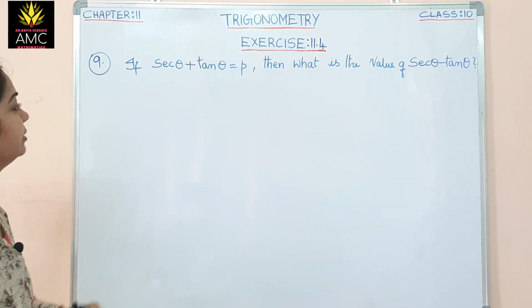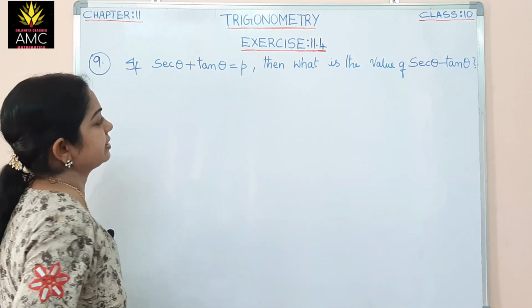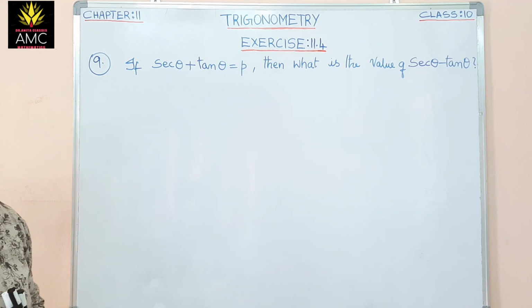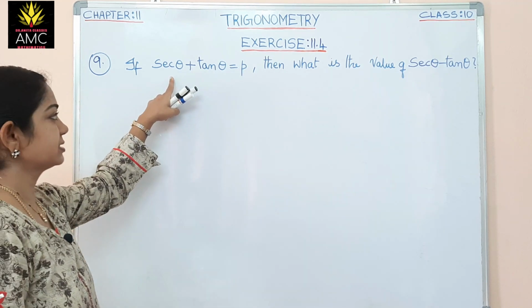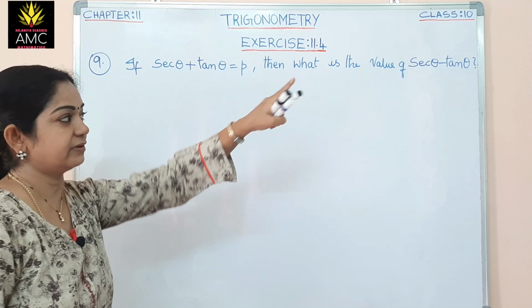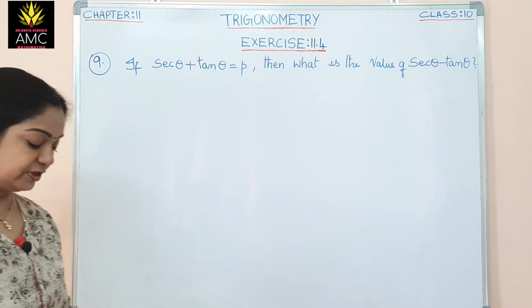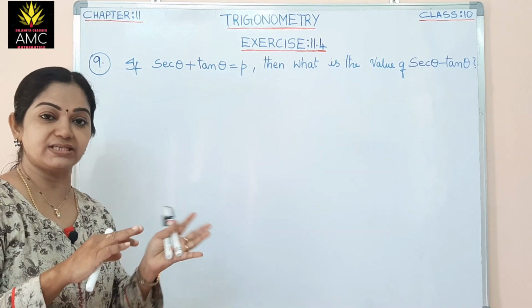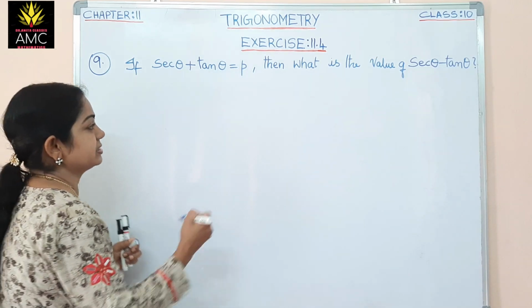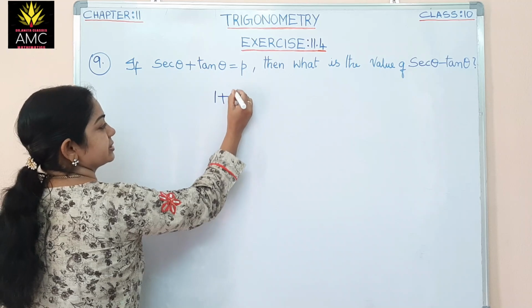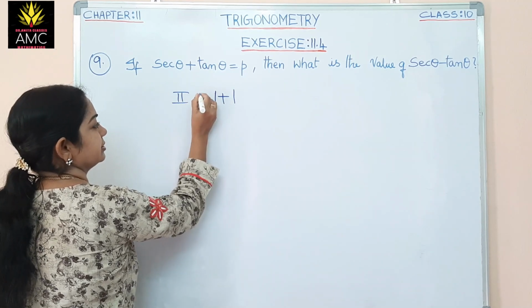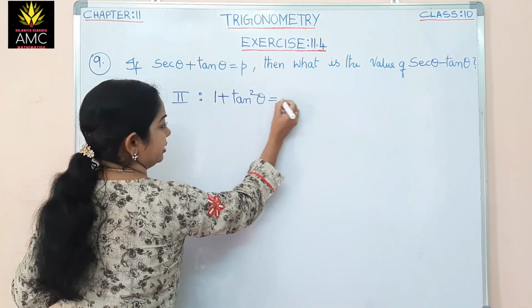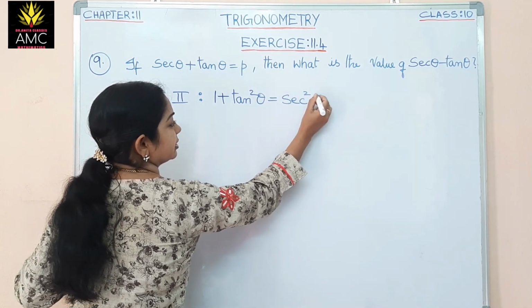Now the ninth problem: if secant theta plus tan theta is equal to P, then what is the value of secant theta minus tan theta? Given plus, that value is P, we have to find out minus. Now we know that the second trigonometric identity involves secant and tan, isn't it? So that is 1 plus tan square theta is equal to secant square theta.